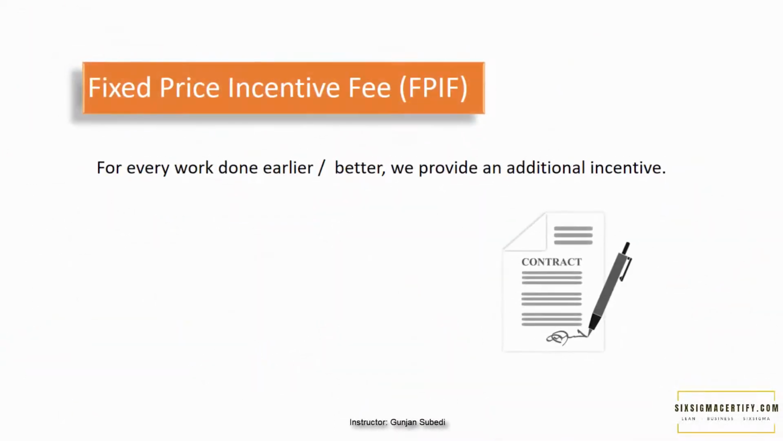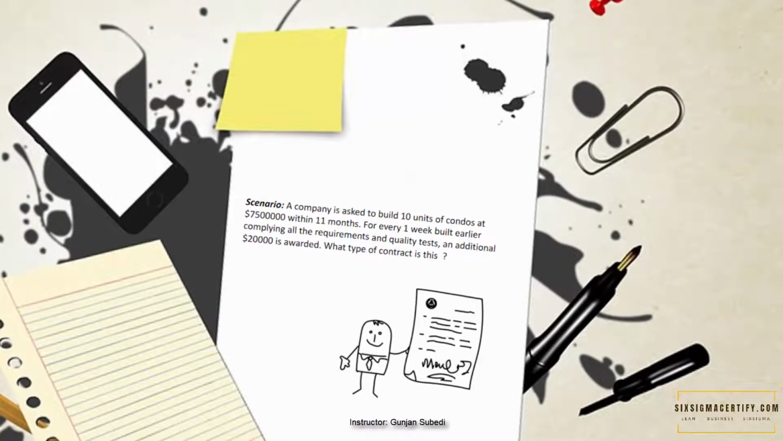Fixed price incentive fee contract, FPIF. In this type of contract, for every work done earlier or better, we provide an additional incentive. Let's take a scenario. A company is asked to build 10 units of condos at $7,500,000 within 11 months. For every 1 week built earlier, complying with all the requirements and quality tests, an additional $20,000 is awarded. What type of contract is this? This is a fixed price incentive contract because there is an additional incentive to the seller.